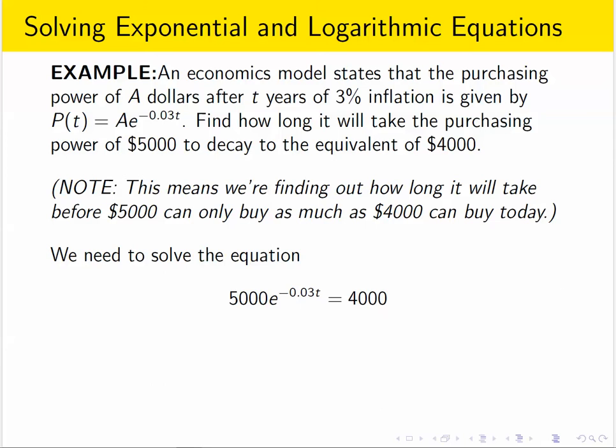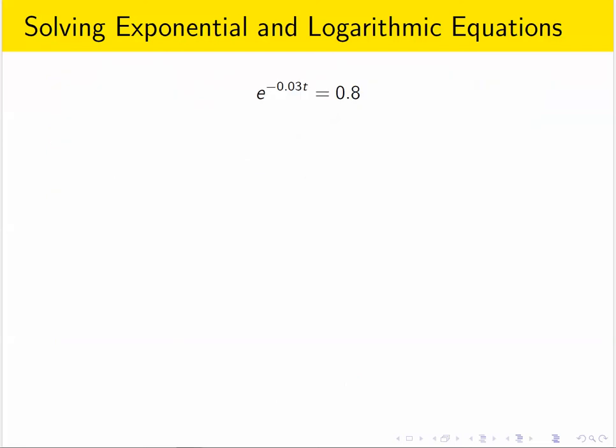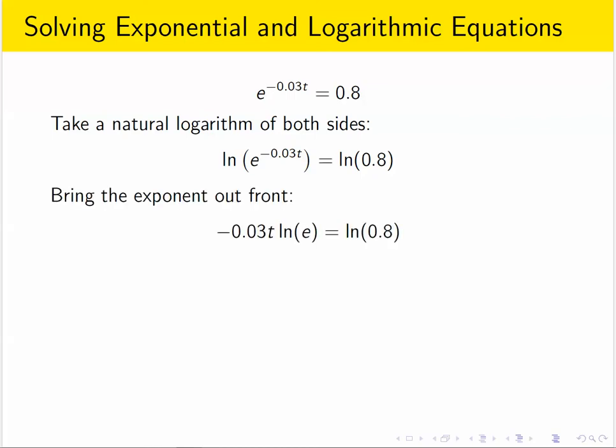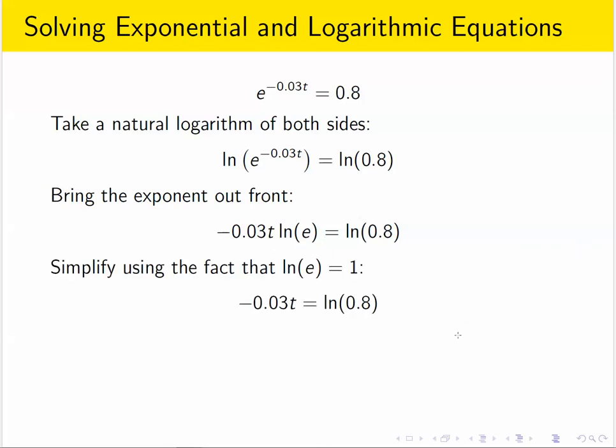And this is an exponential equation just like those we've been solving already. So we'll start out by dividing both sides by 5,000. And then because we see base e, it's a good idea to use a natural logarithm here. Take the natural logarithm of both sides, use a property of logarithms to bring the exponent negative 0.03t out front. And then remember that natural log of e is equal to 1. So the left side is just negative 0.03t.